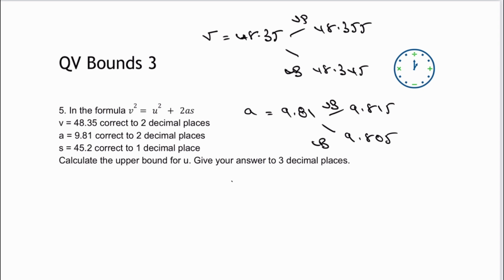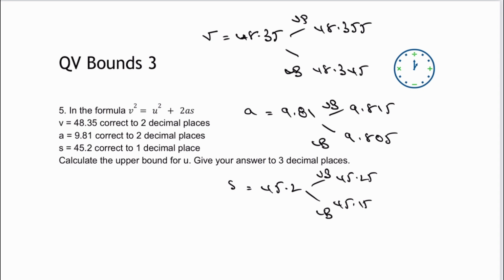Okay, and then finally I've got my value of s. Well, we're told that that's equal to 45.2, so therefore my lower bound is going to be equal to 45.15 and my upper bound is going to be equal to 45.25. Okay, so therefore I've got all of my values that I need in order to calculate the upper bound for u.